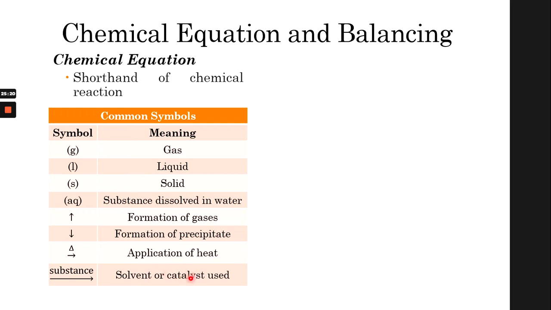What a catalyst does is speed up the reaction, because some of the reactions do not happen immediately. Sometimes you have to wait hours, even days before the product is formed. And one way for you to speed up that reaction is by the use of a catalyst, and you would actually discuss this more in general chemistry too. Okay, so these are the common symbols that you would see in a chemical equation.